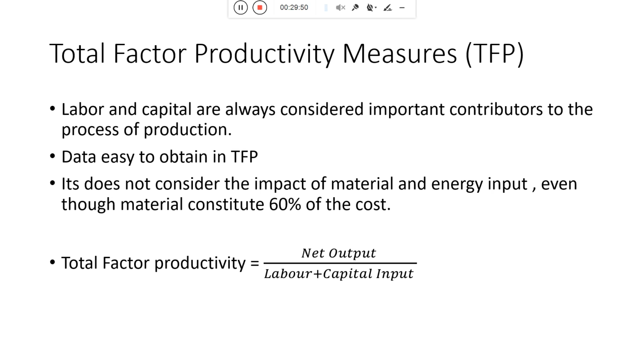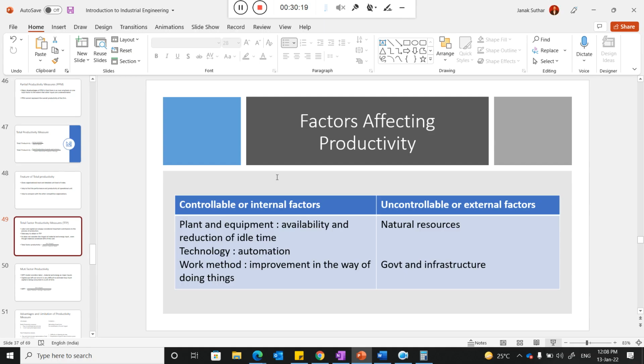So what is the total factor productivity? It is nothing but the ratio of the net output and the labor plus capital input. I hope you get the idea about the total factor productivity measurement. So what is the net output? Maybe that is a doubt in your mind, right? So I will try to solve and identify the total factor productivity in the numerical.